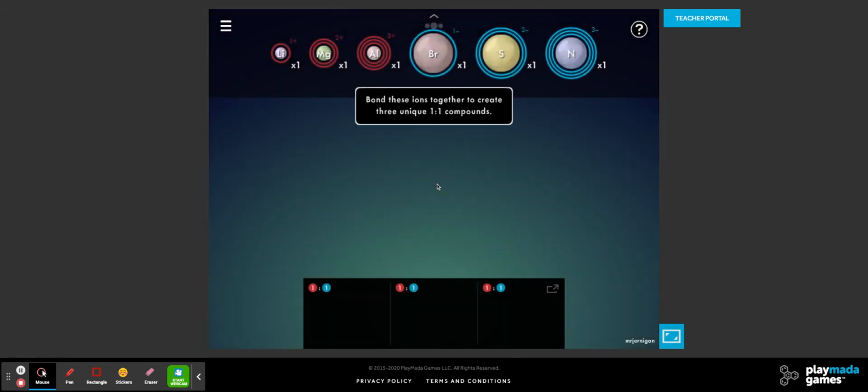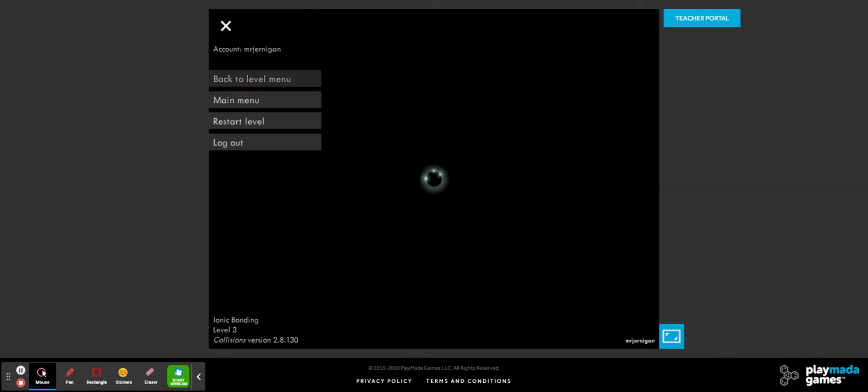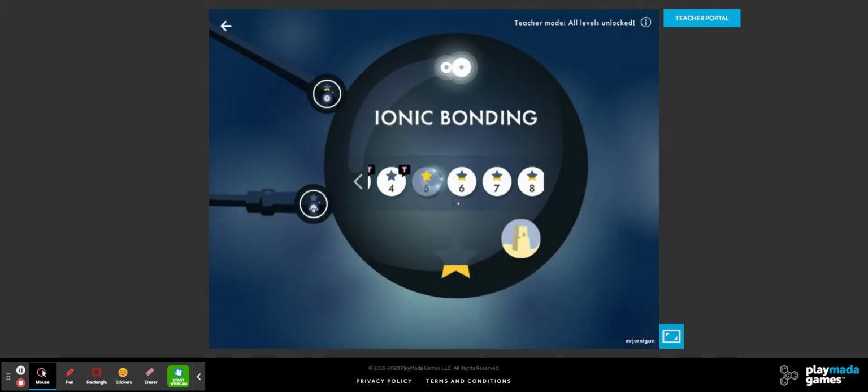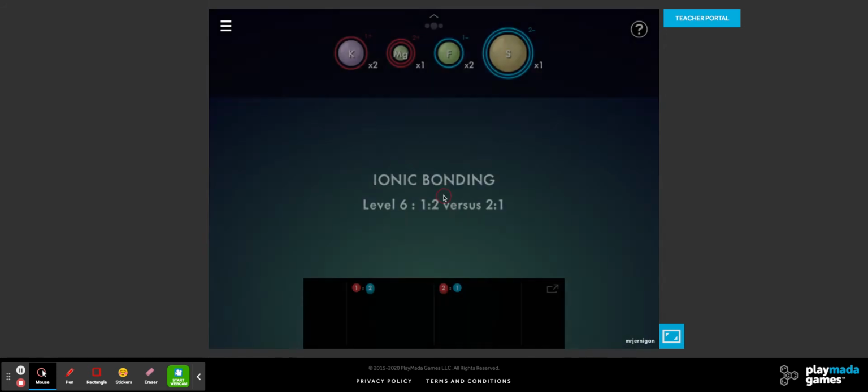Now, sometimes you'll complete this level on your own. Sometimes things are not perfectly opposite. Sometimes you have a difference in charges, and we'll get to that in this level. Okay, so sometimes it's a 2-to-1 or a 1-to-2 ratio.